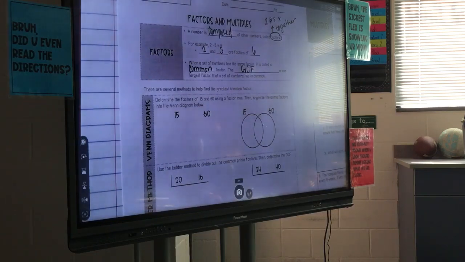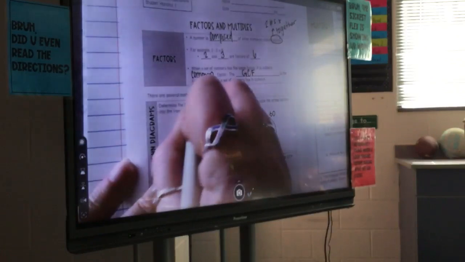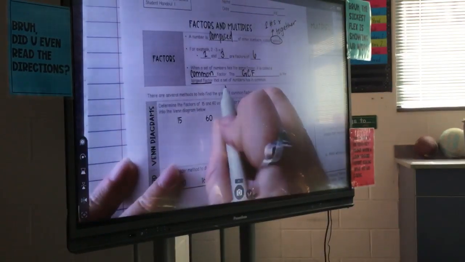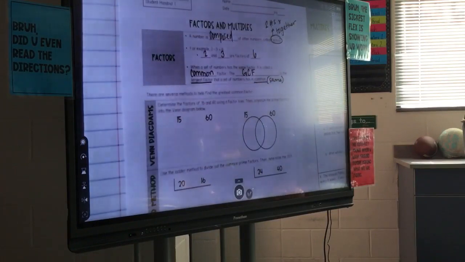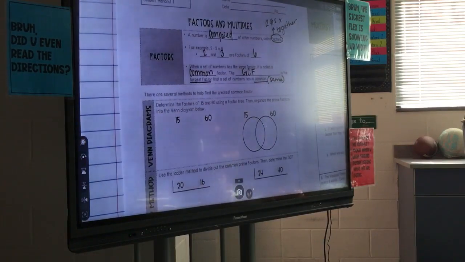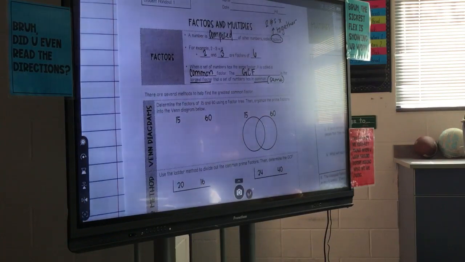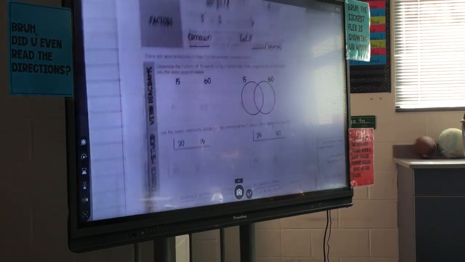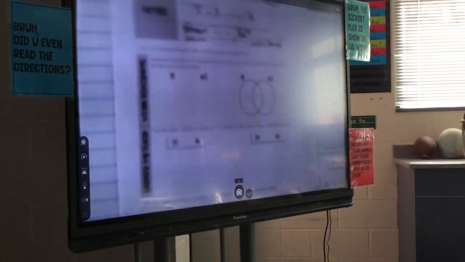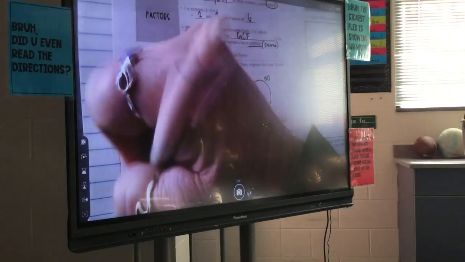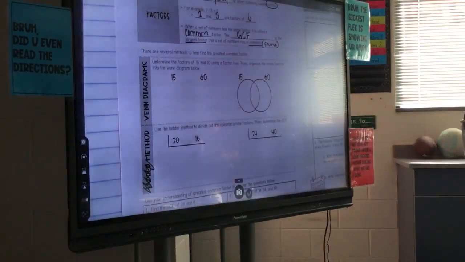All right, the GCF is the largest factor that a set of numbers has in common, or same. All right, so the next two things that we're going to do is there's two examples of ways to find GCF. One is the Venn diagram, and then the other one, we're not doing the ladder method, so you can just cross out ladder.